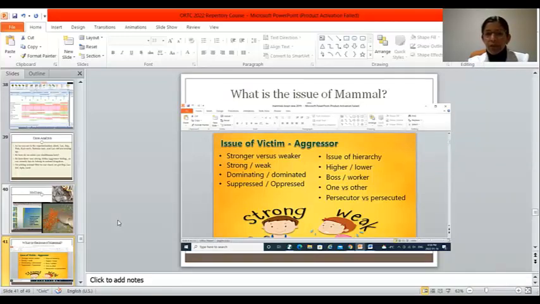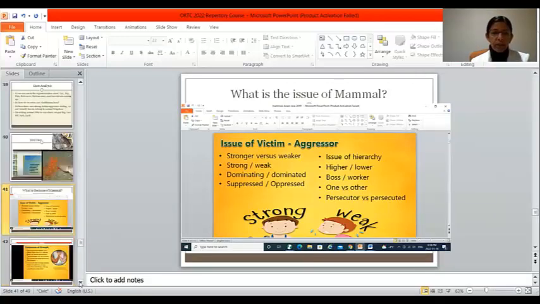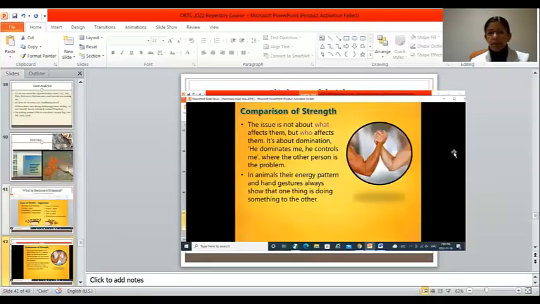So in mammals, we see a strong versus weak feeling, a victim and aggressor feeling, dominating versus dominated, the issue of hierarchy, higher versus lower, boss and worker. So persecutor and persecuted. So we know that this was a prey mammal. So why a prey mammal? Because she was telling me that she had been dominated.